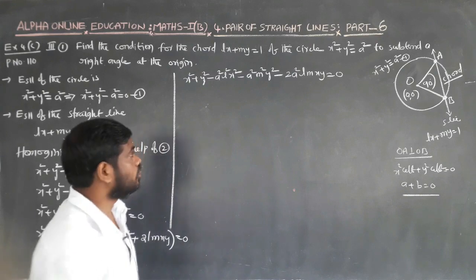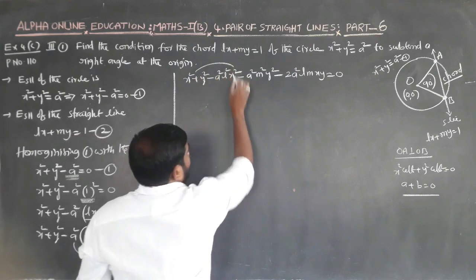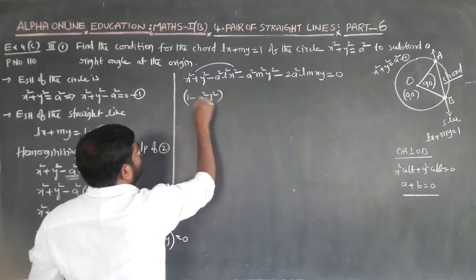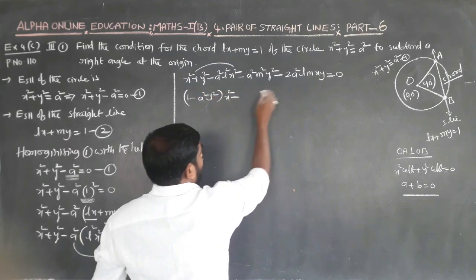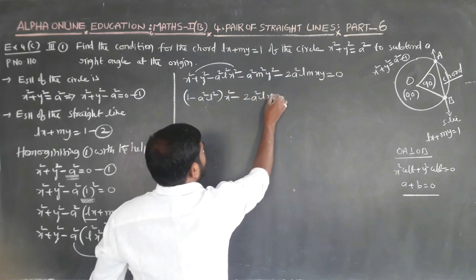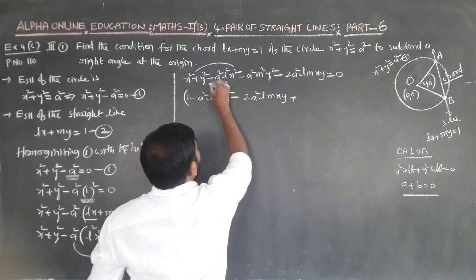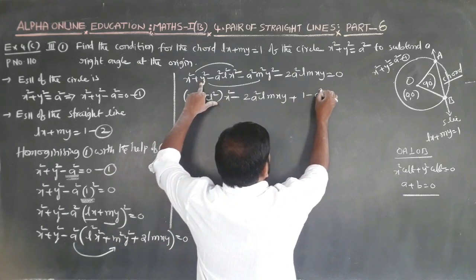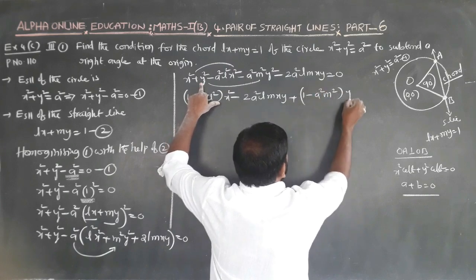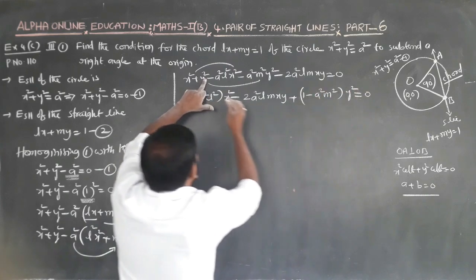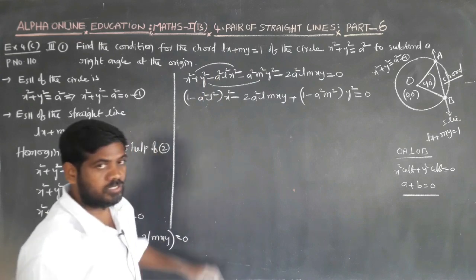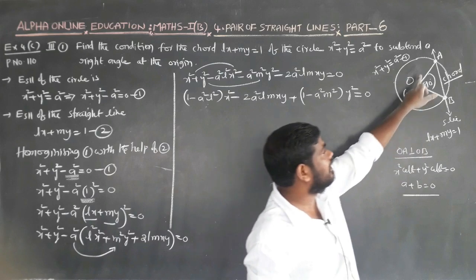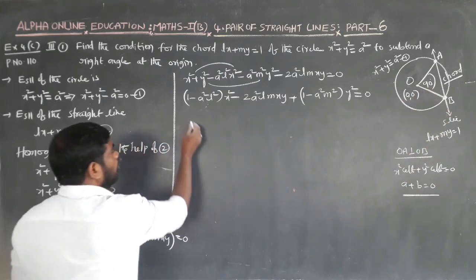First of all, write two terms in common: 1 minus a square l square into x square minus 2a square lm xy, common into these two terms y square common: 1 minus a square m square into y square is equal to 0. This is the equation representing a pair of straight lines OA and OB.